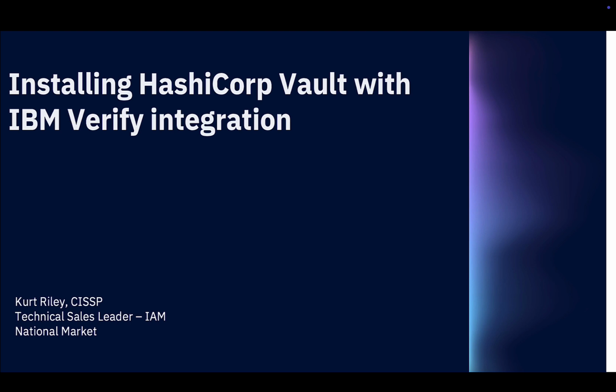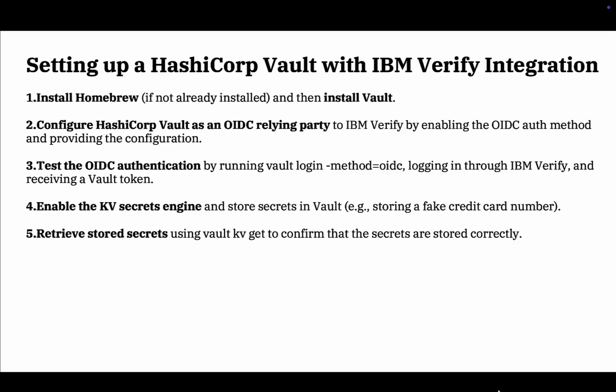So setting up the HashiCorp Vault involves installing Homebrew and then installing the Vault. Homebrew is a package that you need for your MacBook to install Vault. We'll see that here in a minute. Once we go through that, then we'll configure HashiCorp Vault as the OIDC relying party to IBM Verify. Then we'll test that OIDC authentication by running this command, and we'll see that it works.